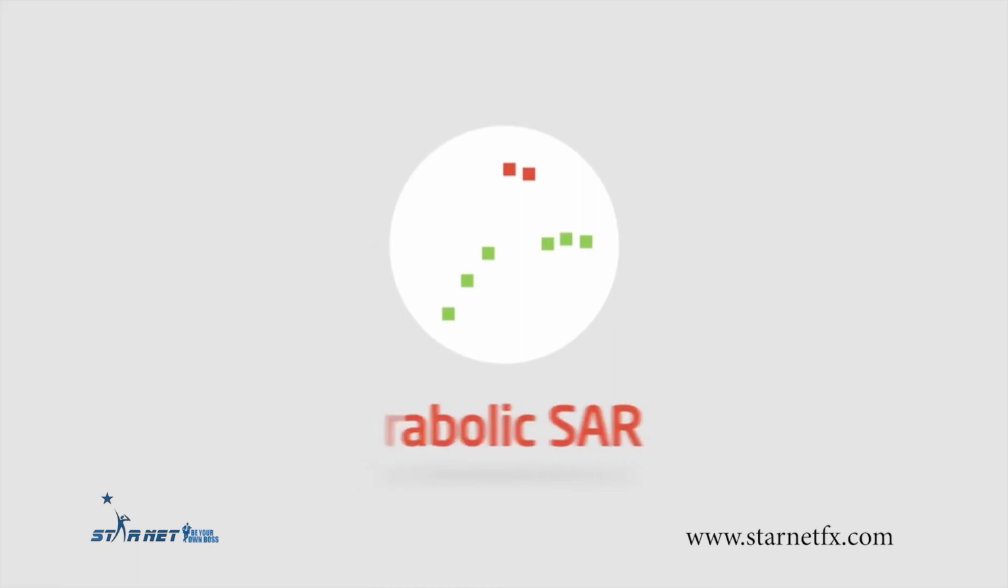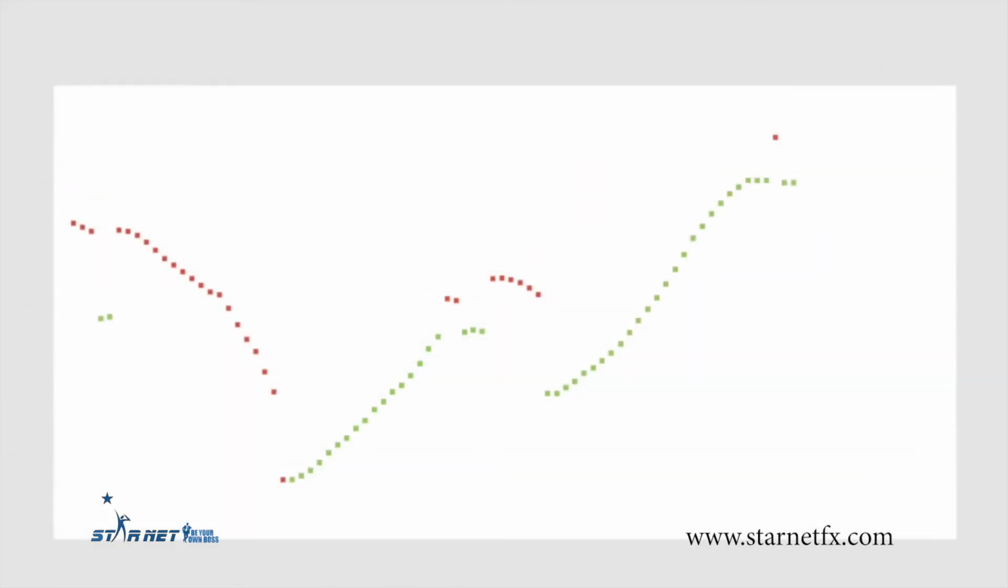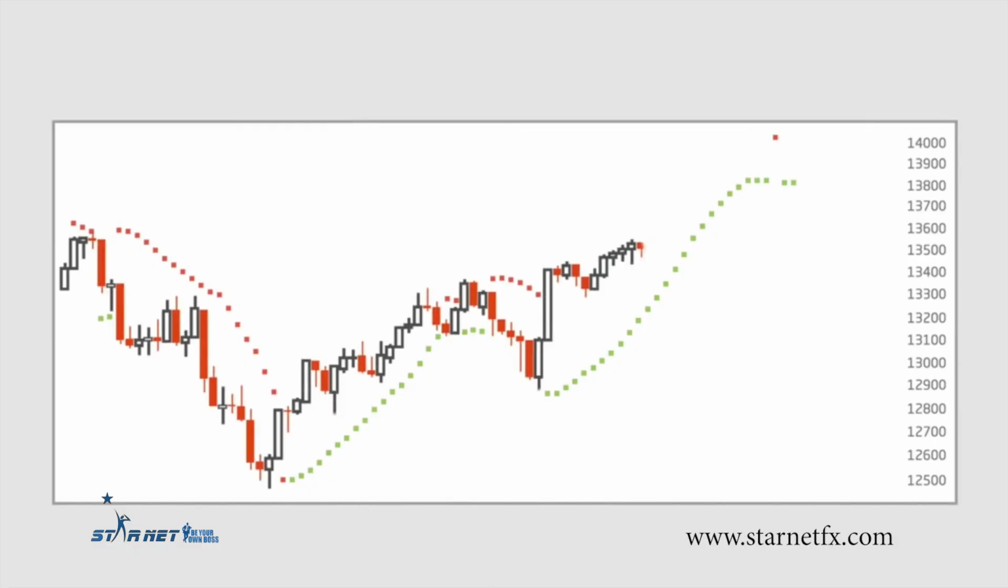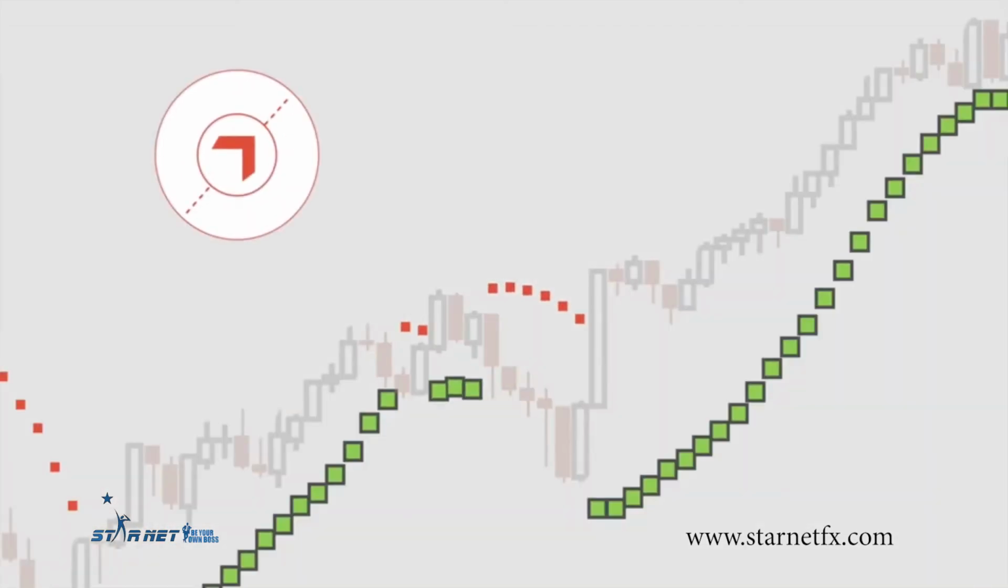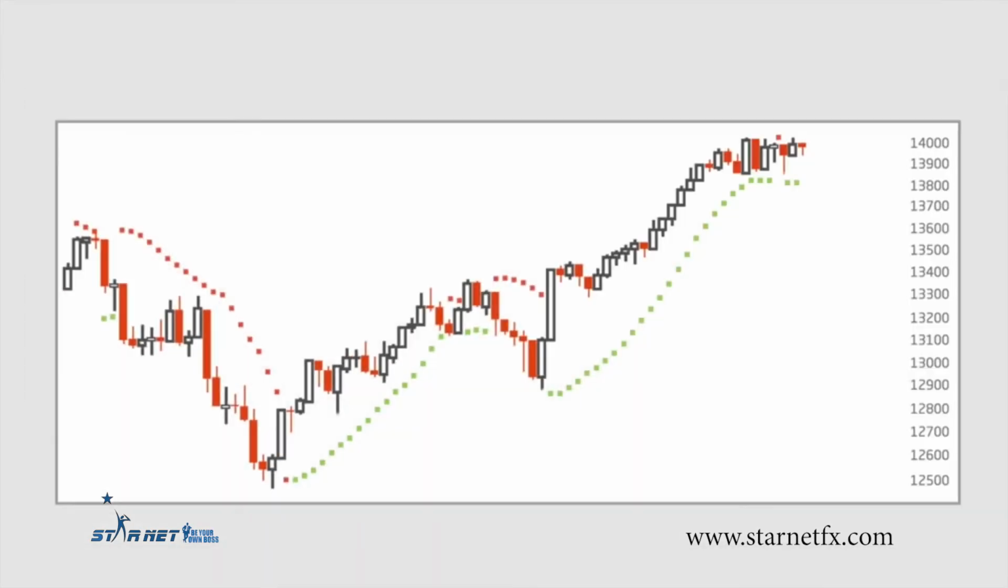A parabolic SAR stands for stop and reversal and is used to identify trend endings and potential reversals. A parabolic SAR consists of dots on a chart, which indicate reversals in price action. If the dots appear below the price action, it indicates an uptrend. If the dots appear above the price action, it indicates a downtrend.